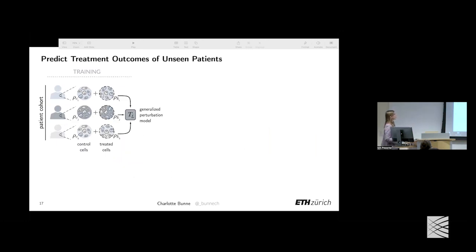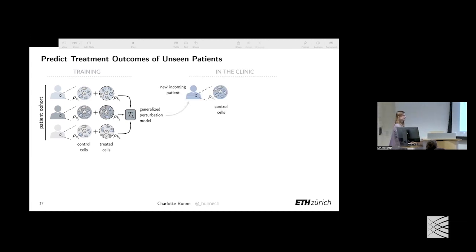And last but not least, we looked at an initial study of having a patient cohort, training on a subset of patients, learning one perturbation model. This is a data set by Kang et al., and it has a set of 8 lupus patients. We try to predict the treatment using this generalized perturbation model on a patient, meaning we have incoming control cells, we take this generalized perturbation model, and we predict the treatment effect.